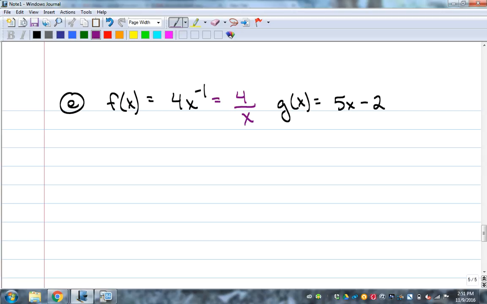Okay? Now, what does that do to the domain of this function, the f function? X can't be 0. So there's a restriction on that domain. Is there a restriction on this one? No, there's not any red flags. There's no x in the denominator. There's no fraction exponents with an even denominator. So that one has a domain of all real numbers.